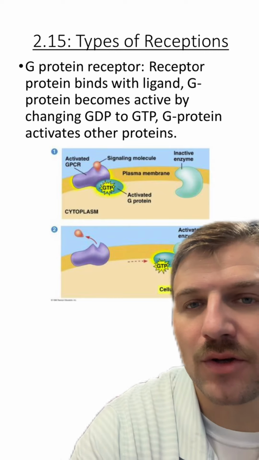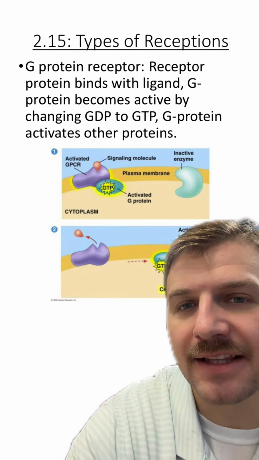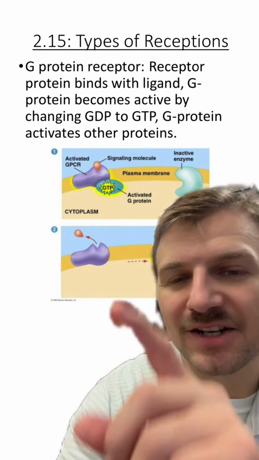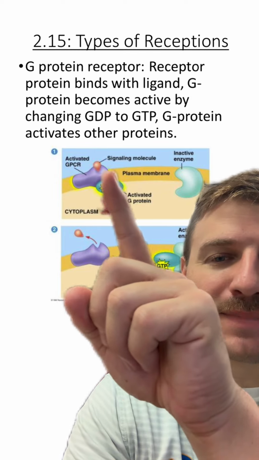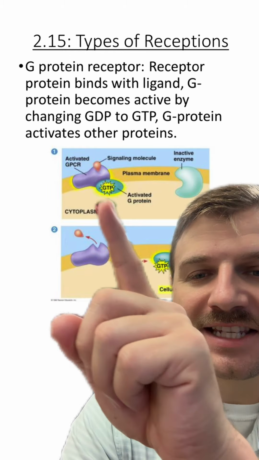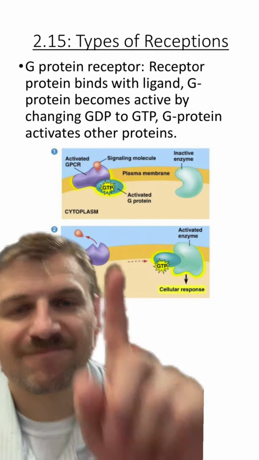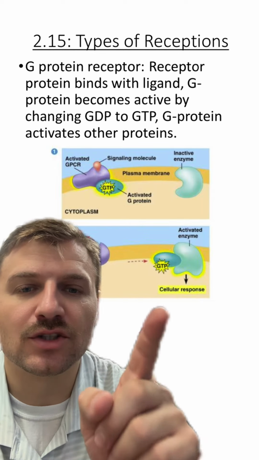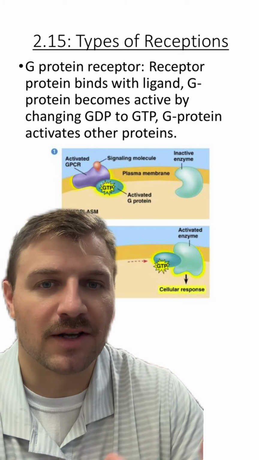Whenever the G protein binds with a ligand, it's going to become active by changing GDP to GTP. As you can see in our illustration, this G protein has bound to the signaling molecule, which activates it. This changes the GDP into something called GTP. Now, this protein is going to activate other proteins, which are then going to relay the message to create some cellular response within the cell.